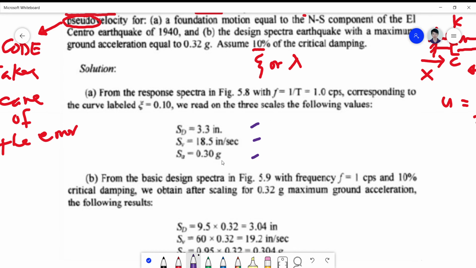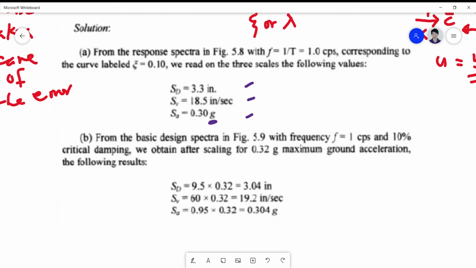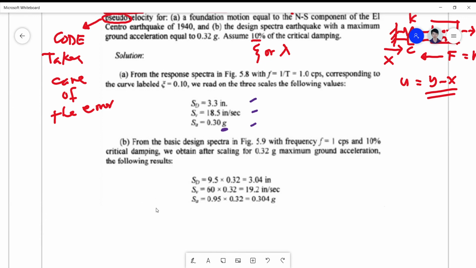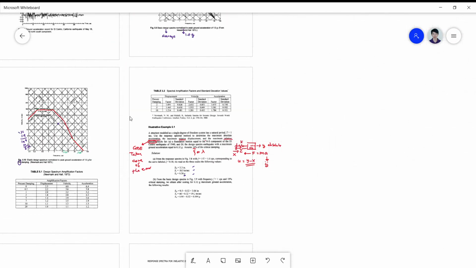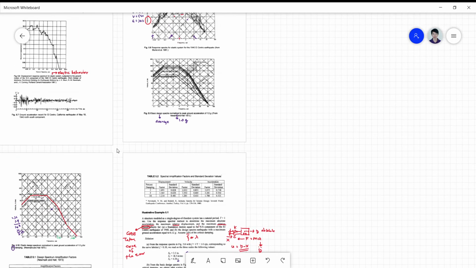Of course, acceleration is normalized to 1g, so you have to multiply it by g. So from the basic design spectra, let's use figure 5.9. The same 1 CPS, 10% damping and a scaling factor of 0.32 g maximum ground acceleration is used. So there's now a scaling factor of 0.32 for figure 5.9. So let's take a look at figure 5.9.